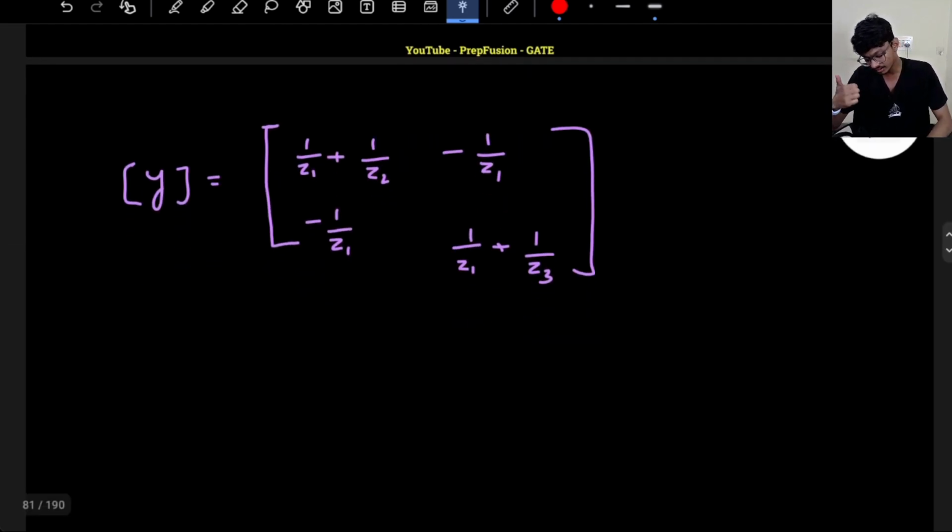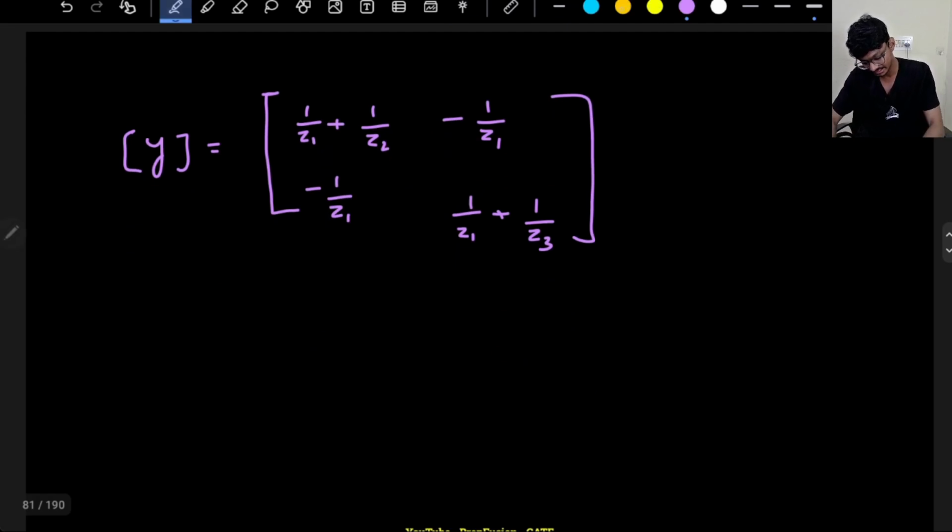So whenever you have KCLs on the ports 1 and 2, prefer the y parameter.